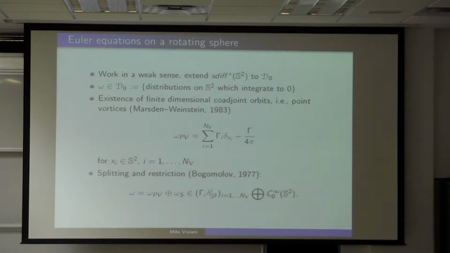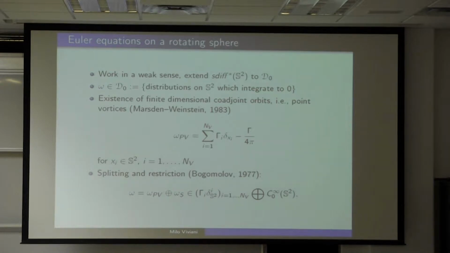But now, if we want to have point vortices in our model, we have to extend our dual space to a space of distributions that integrate to zero. So this famous paper mentioned yesterday by Tudor Ratiu, of Marsden and Weinstein in 1983, proved the existence of finite-dimensional coadjoint orbits of the Euler equations that are called point vortices. And this is a classical expression for these point vortices. So we have the strength of each vortex, then the Dirac delta function here, where x_i is the position of the vortex, and then we have this constant here that puts the integral of the vorticity to zero.